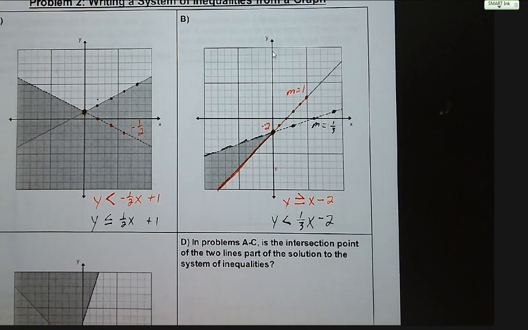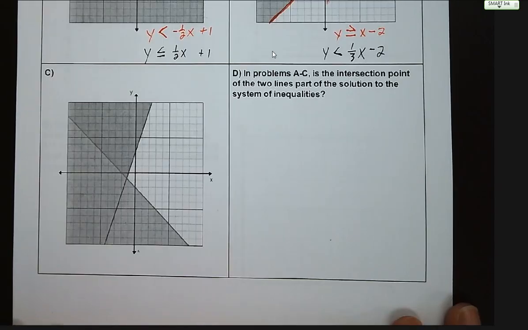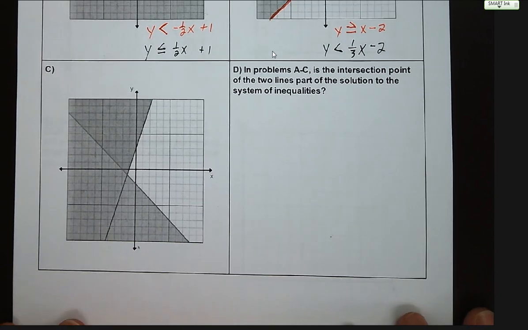All right, I want you guys to try letters C and D, and then we'll go over both of them.